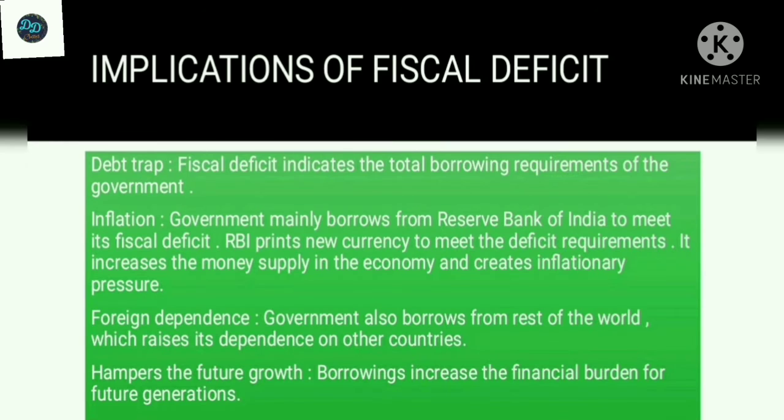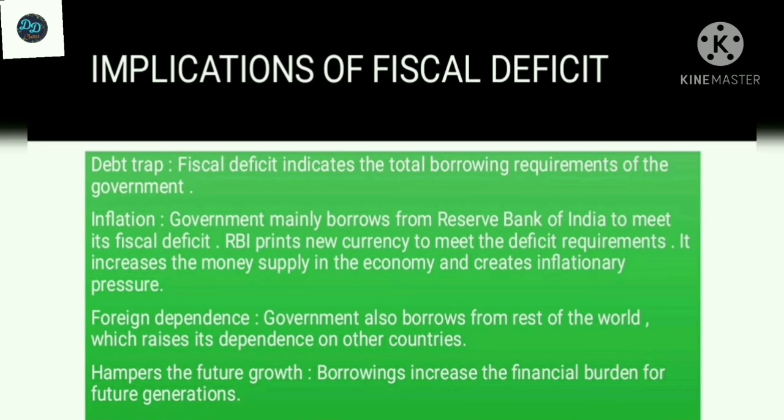The next one is implication of fiscal deficit. The implications of fiscal deficit are debt trap, inflation, foreign dependence, and hampering future growth. The first one is debt trap. Here the fiscal deficit indicates the total borrowing requirements of the government. The borrowings not only involve the repayment of principal amount, but also require the payment of interest. That interest payment increases the revenue expenditure, which leads to the revenue deficit. So it creates a vicious circle of fiscal deficit and revenue deficit. The government takes more loans to repay the earlier loans, and as a result the country is caught in a debt trap.